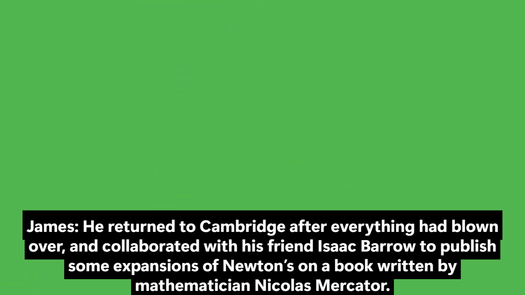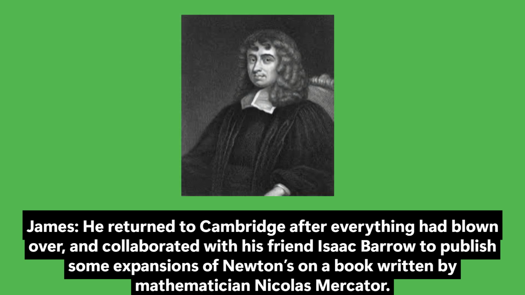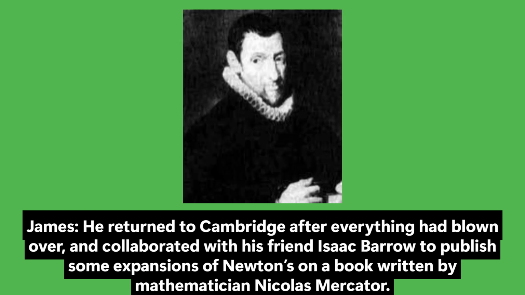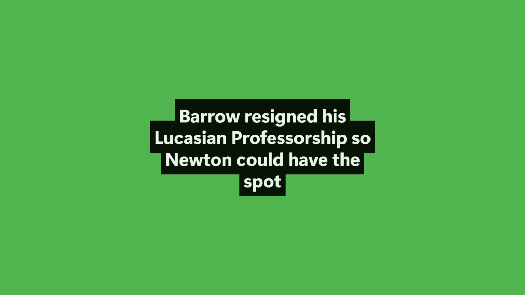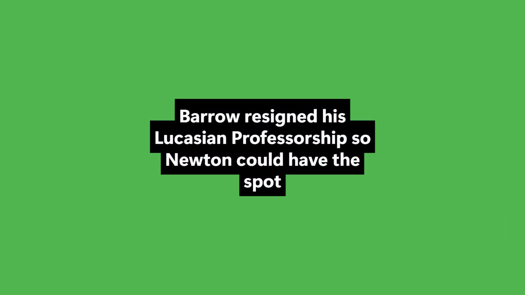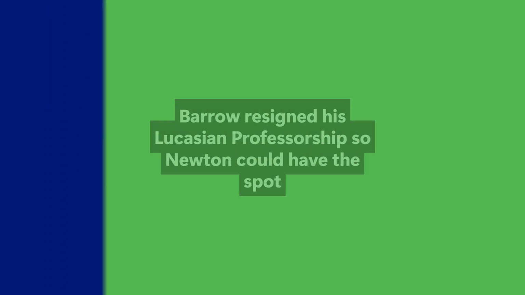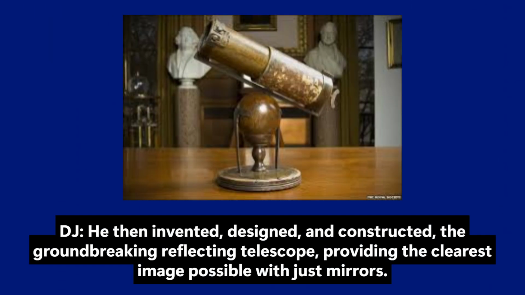He returned to Cambridge after everything had blown over and collaborated with his friend Isaac Barrow to publish some expansions of Newton's on a book written by mathematician Nicholas Mercator. Barrow resigned his Lucasian professorship so Newton could have the spot. He then invented, designed, and constructed the groundbreaking reflecting telescope, providing the clearest image possible with just mirrors.